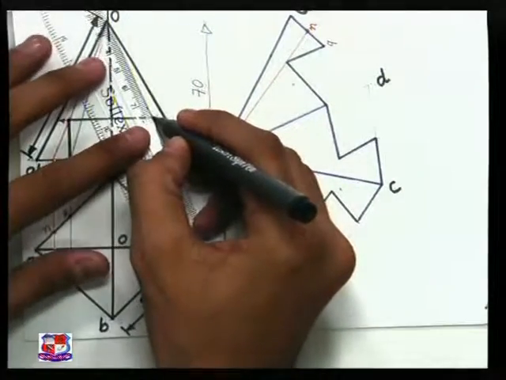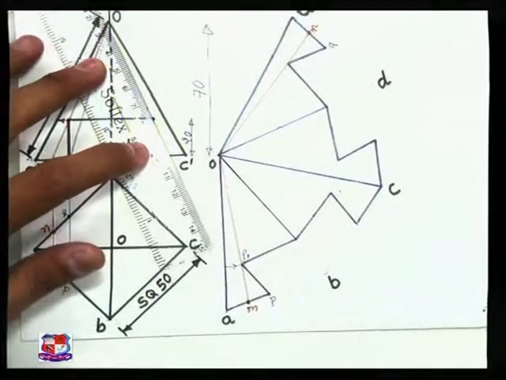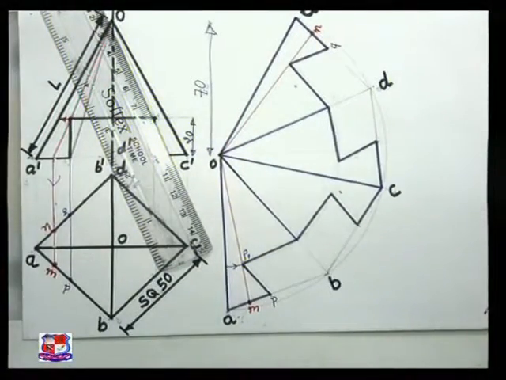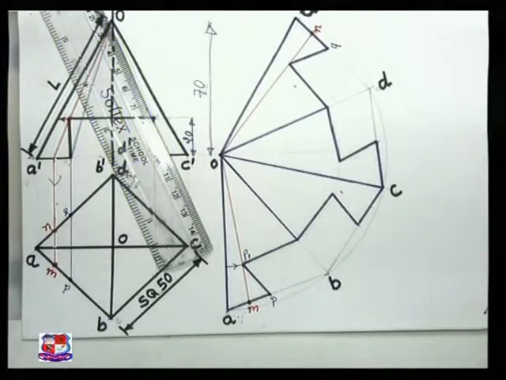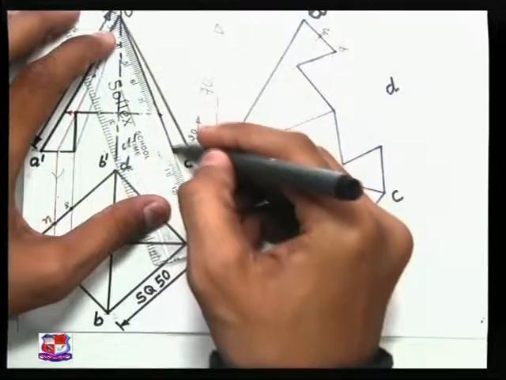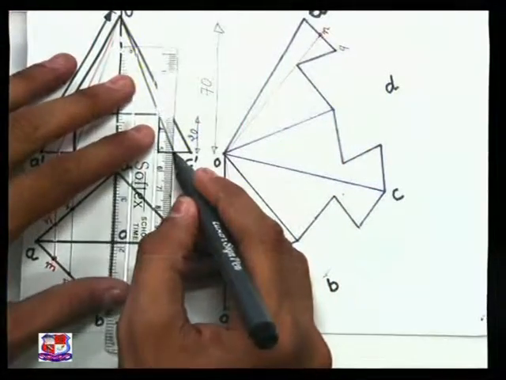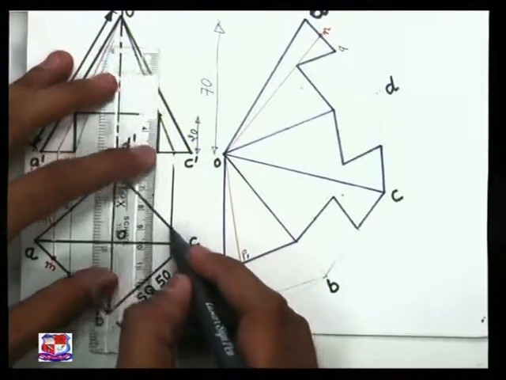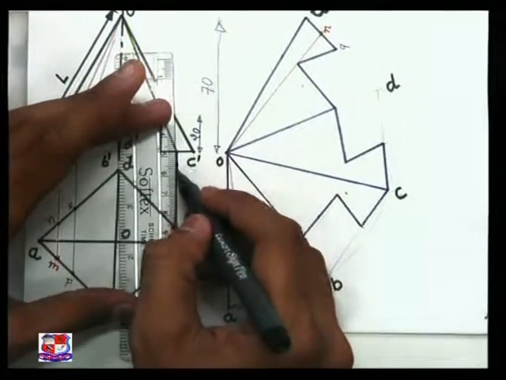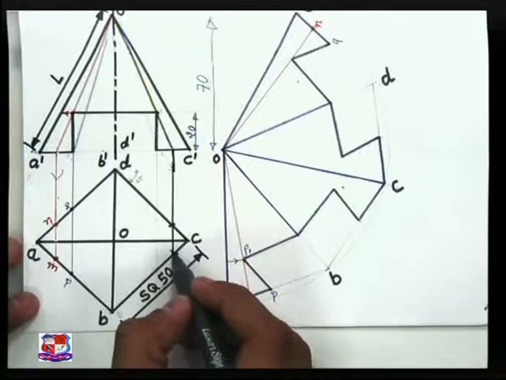This is point. Suppose we want to locate this point in its top view and front view. So for that, join this point O dash with this point like this and draw this generator over here. It will cut 2 points. One point is over here, another point is here, like this. So these are the 2 points.